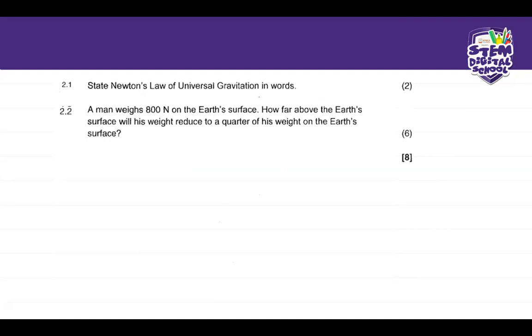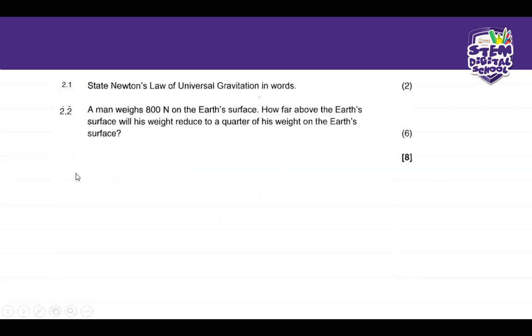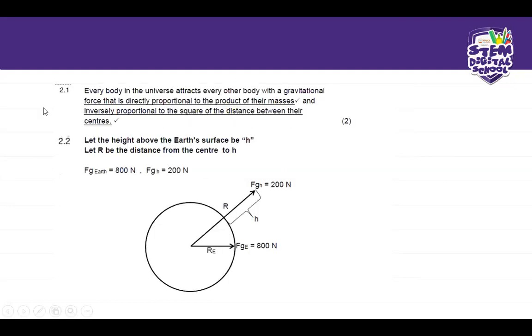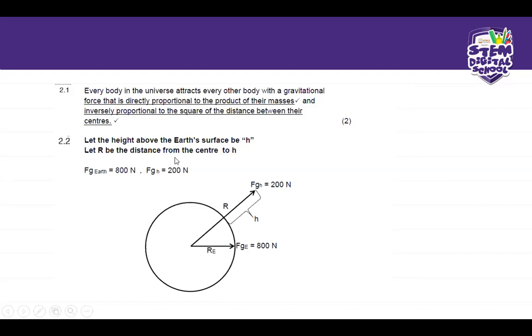Okay. So now we know the weight on Earth is 800 Newton and the FG is a quarter. They said it's a quarter of his weight, which means it's going to be 800 divided by 4, and that is going to give us 200. So we've got the force of the person, the gravitational force on Earth, and the force of the reduced quarter of his weight. So this is where he's on Earth, and they said let the height above. This is the height above the Earth, and this is the height on Earth.